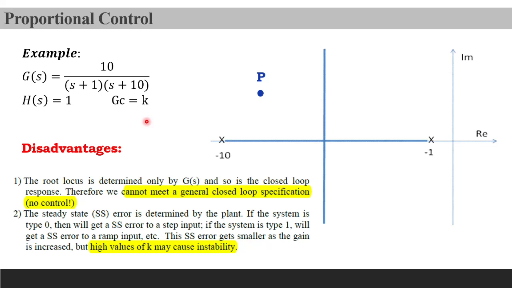And disadvantage number two is that if you use a proportional controller, the steady state error gets smaller as the gain is increased, right? But for high values of k, you know, if you recall your table in which we used different step, ramp and parabolic inputs against different types of systems, we have seen that if the system type is 0, then we will get a steady state error to a step input, and if type 1, we'll get a steady state error to a ramp input.